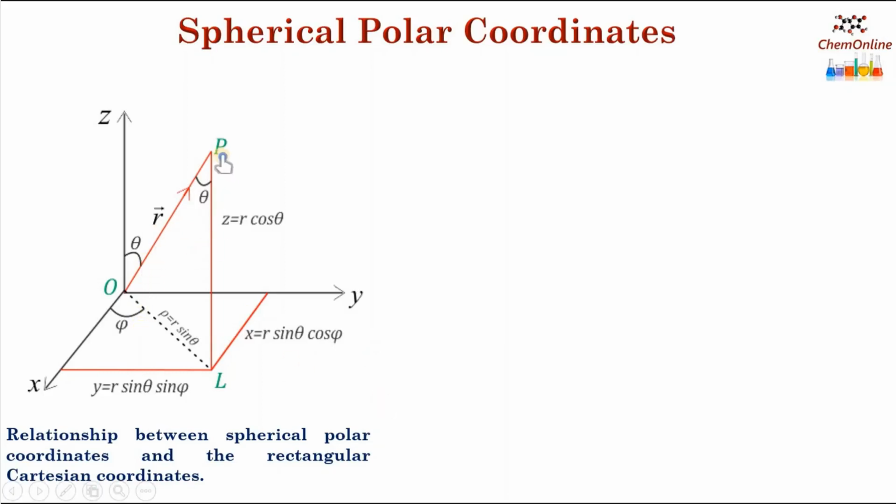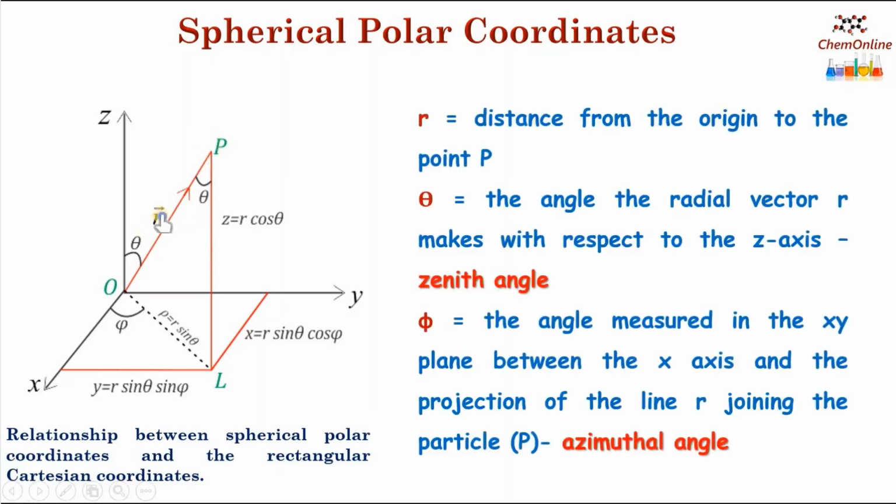In this figure, the point P represents the position of the particle, and the vector r is the distance from the origin to the point P. This is the radial vector. Now we have an angle theta, and this is the angle the radial vector r makes with respect to the z-axis, and this is known as the zenith angle or latitudinal angle.